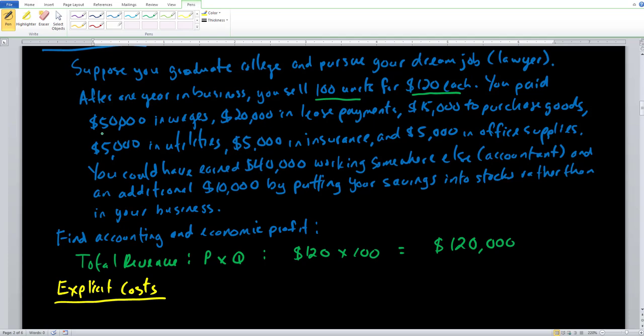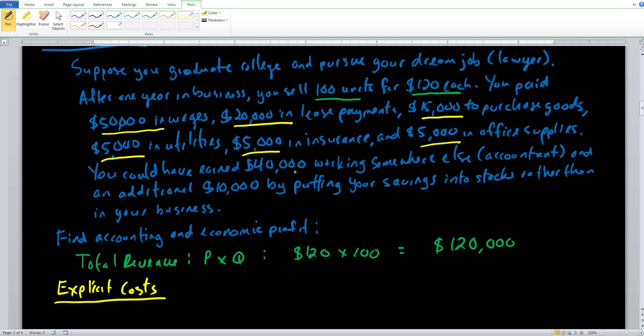$50,000 in wages, would that be explicit? Yes, it would be, because you're paying it directly to your workers. $20,000 in lease payments, so mortgage payments, you pay that to whoever owns the building. $15,000 to purchase your goods. Yes, that's going to be something that you give to your supplier. $5,000 in utilities, you pay the utilities company, the insurance company, and then your office supply company as well. So all of these in yellow are going to be your explicit costs.